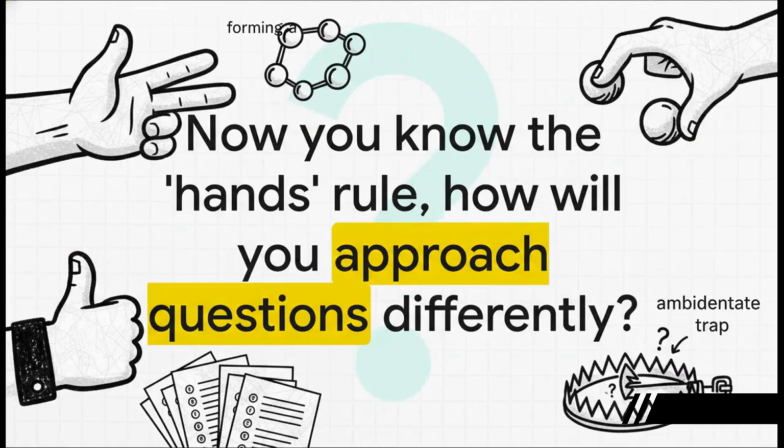Got it? So the next time you face a coordination compound question, don't just try to memorize. Just ask yourself, how many hands is it using right now? Is it making a ring? Or is this that ambidentate imposter trying to trick me?